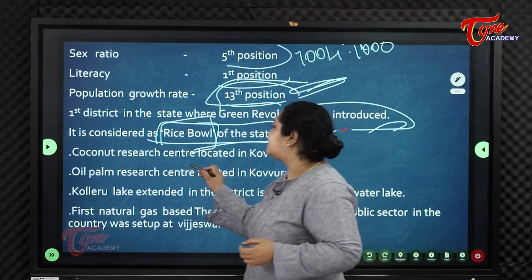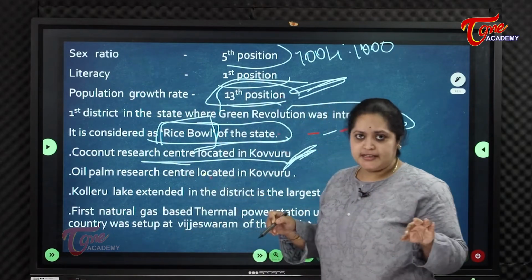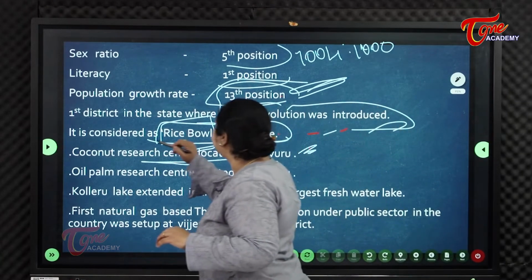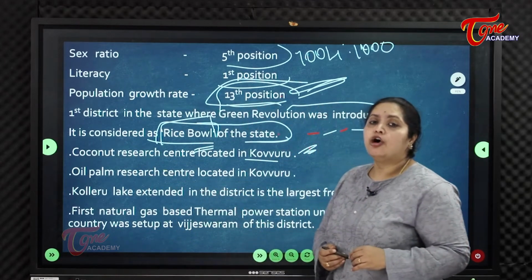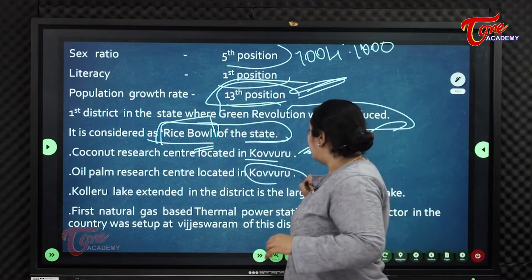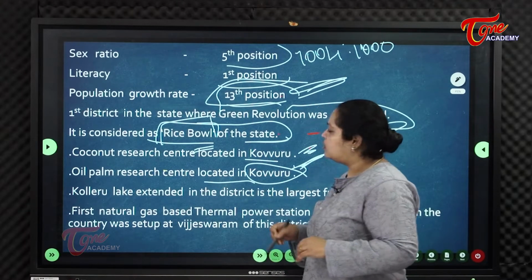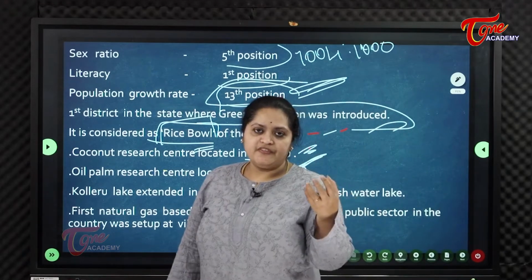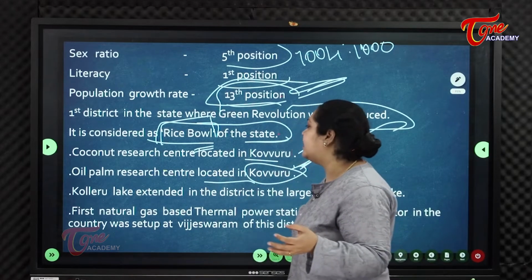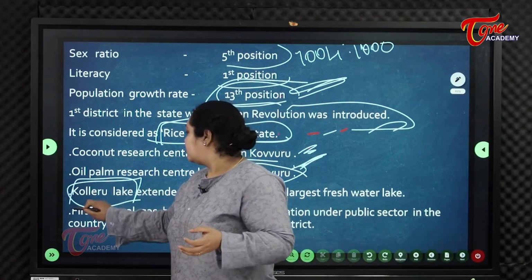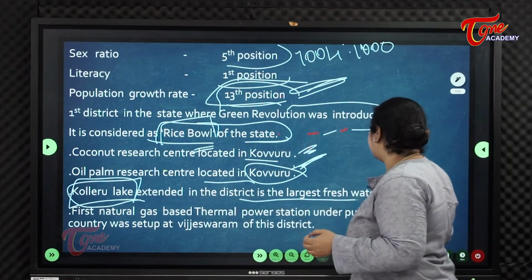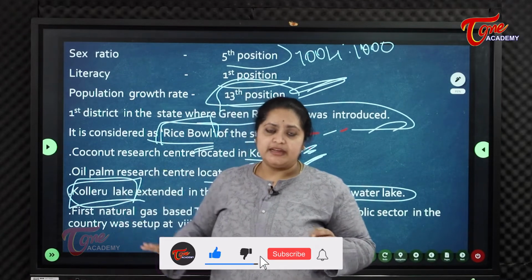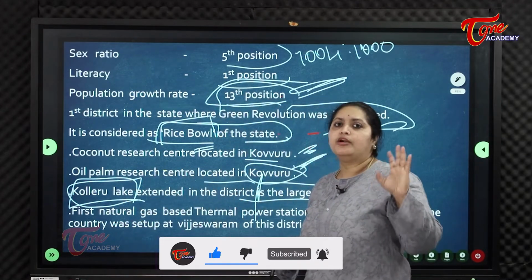Next, the Coconut Research Center is located in this district, particularly in Kovvuru. Even the Oil Palm Research Institute is also located in Kovvuru only. Next, one of the largest freshwater lakes, Kolleru Lake, Kolleru Sarasu, extends in this district only. It is one of the largest freshwater lakes.